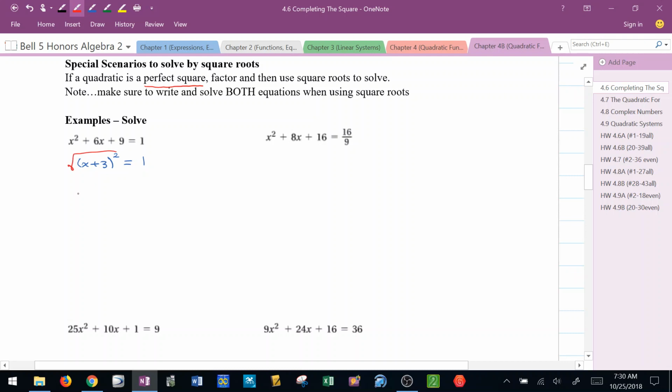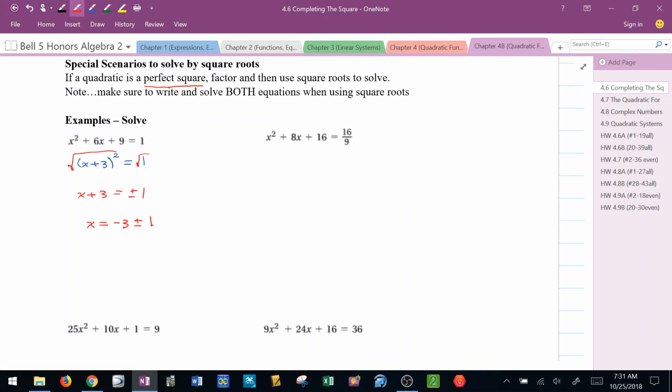Now that leaves me with x plus 3. I also take the square root of 1, and this is where everybody makes their mistake. You've got to remember positive, negative representation. So I know this is really 2 answers, positive 1 and negative 1. I'm going to solve for x by subtracting the 3, and that leaves me with this scenario, negative 3 plus or minus 1.